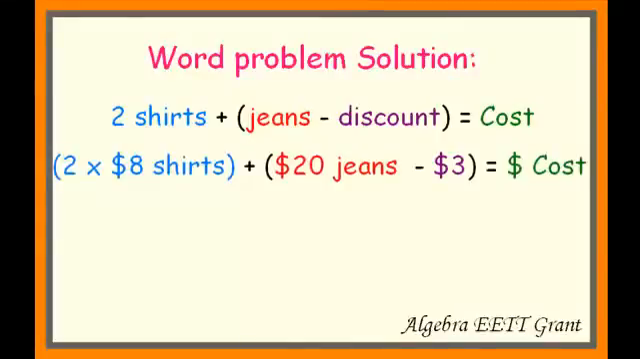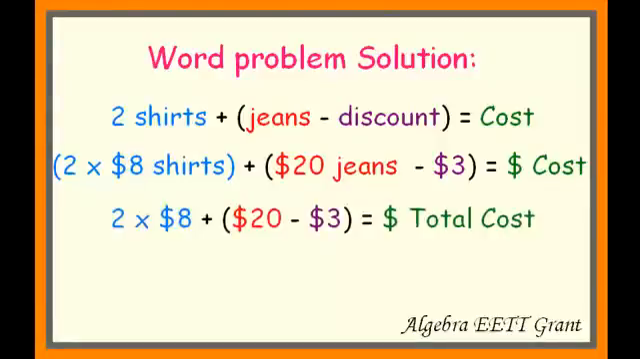So in this case, we have 2 shirts that cost $8 each, so it's 2 times 8. And then we have a pair of $20 jeans, but we're getting $3 discounted off of that price, so it's minus 3. To combine this, we just follow the order of operations. We're going to multiply, so the 2 times the 8 will give us 16. Plus, with the grouping symbol, we've got to do 20 minus 3 before we add it. And 20 minus 3 is 17. Now we just combine it. So our total cost for the 2 shirts and the pair of jeans will give us a total of $33.